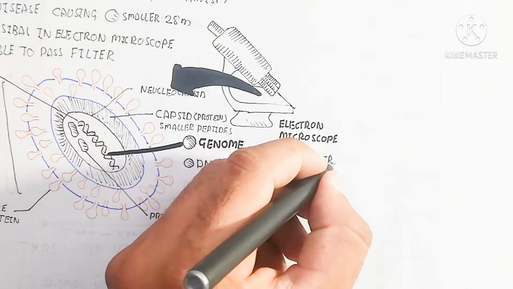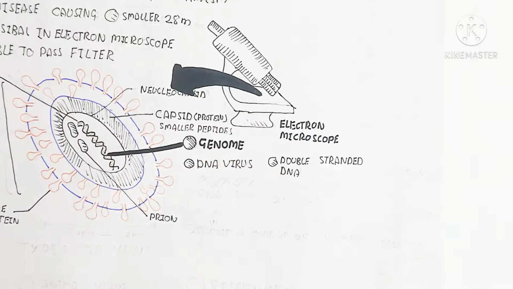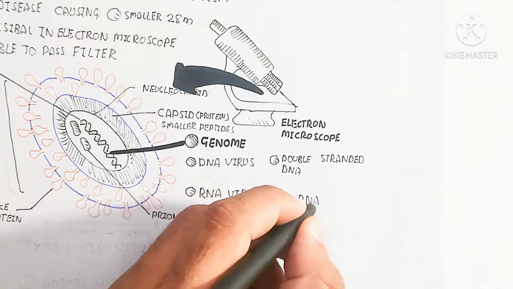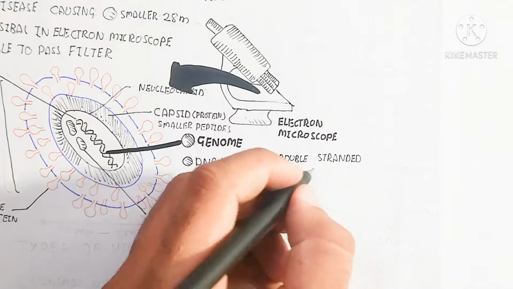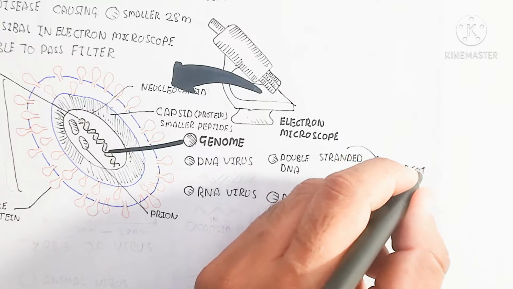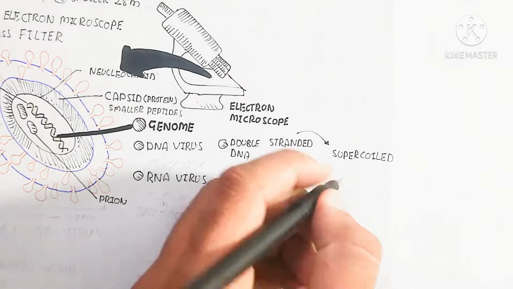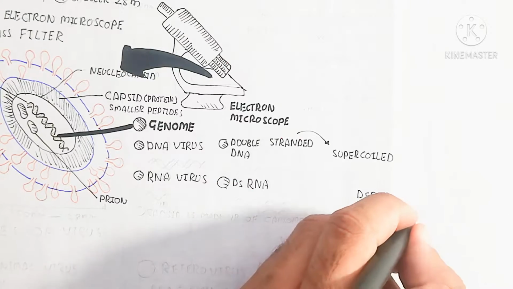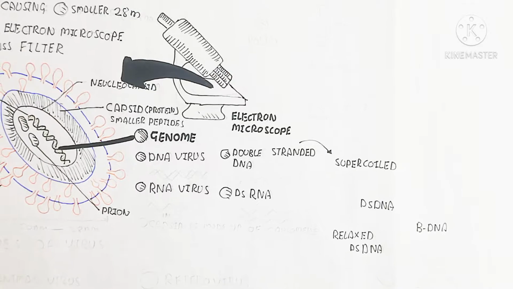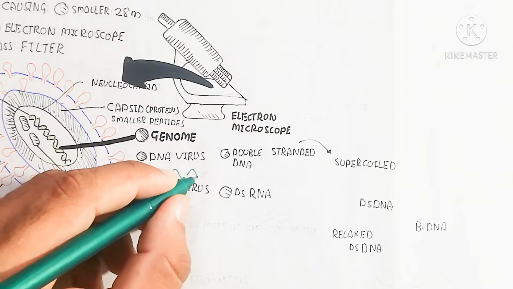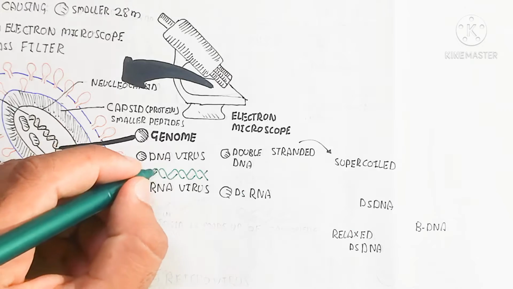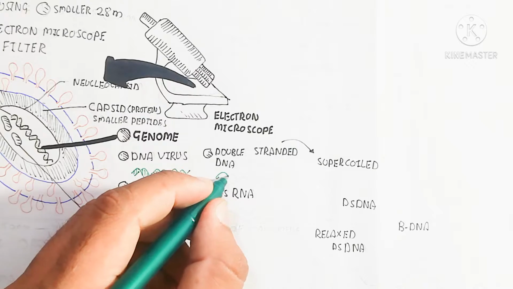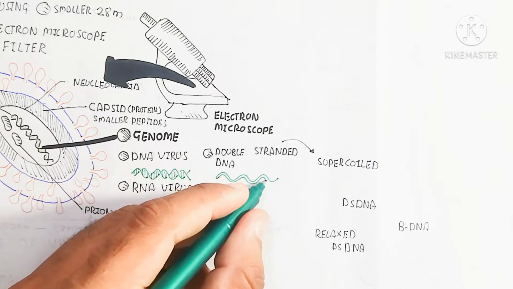The virus genome is basically made up of different types: a DNA virus, double-stranded DNA virus, RNA virus, double-stranded RNA virus, or single-stranded RNA virus, or others with supercoiled double-stranded DNA and relaxed double-stranded DNA, as well as B double-stranded DNA.